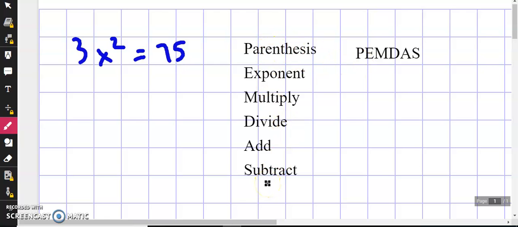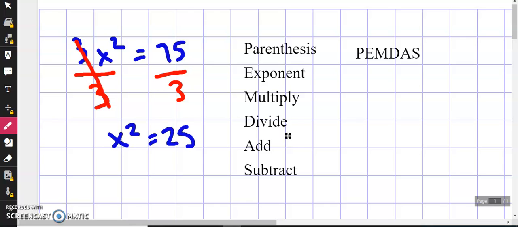But since we are instead solving an equation, we're basically going to work everything backwards to get to the missing value. First we would look to see if there's anything we can get rid of by either subtracting or adding, which we don't have in this case. Then we look to see if there's anything we can get rid of by dividing, which would be the 3 in front of the x squared. So I'm going to divide 3 on both sides to get x squared equal to 25.